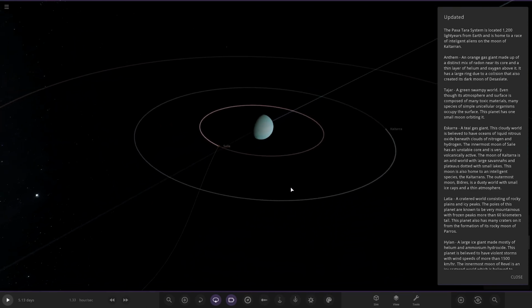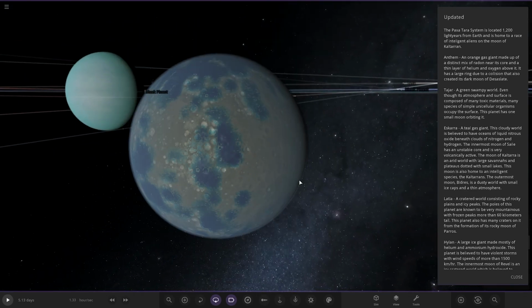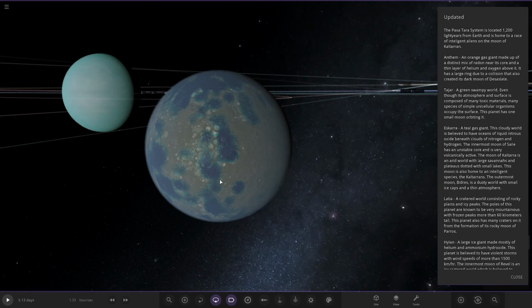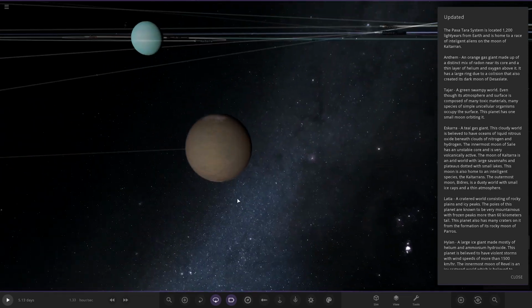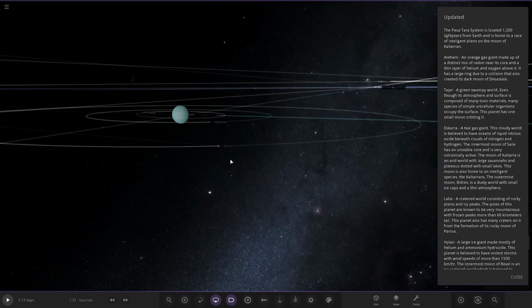The moon of Kaltara is an arid world with large savannas and dotted small lakes. That looks quite nice, actually. Cool. This moon is also home to the intelligent species, the Kaltarans. The outermost moon, Bides, is a dusty world with small ice caps and a thin atmosphere. Nice. That's a nice little set of moons there around that gas giant, actually. Looking good. So there they are. Very, very cool indeed.